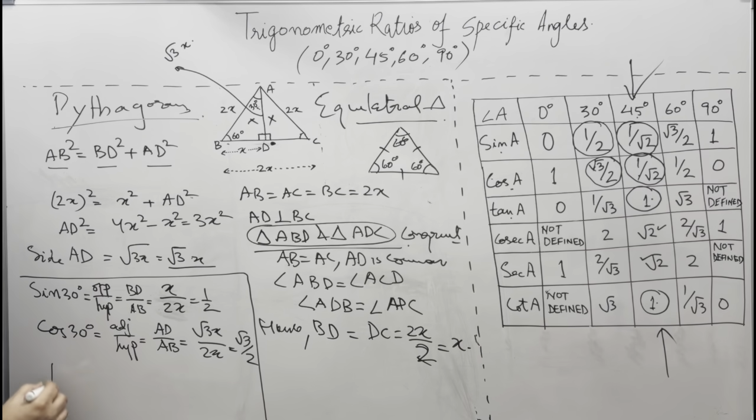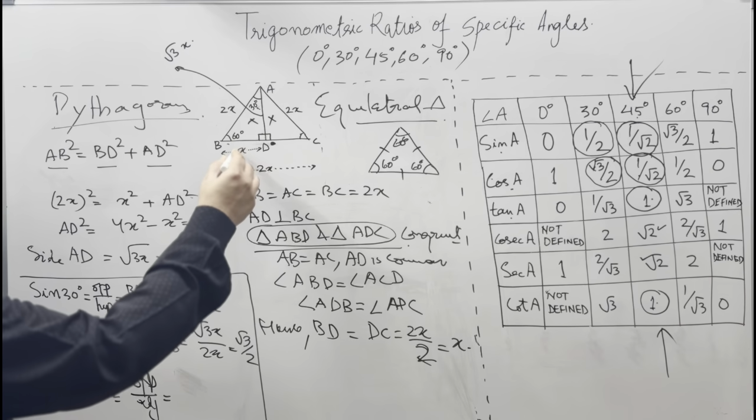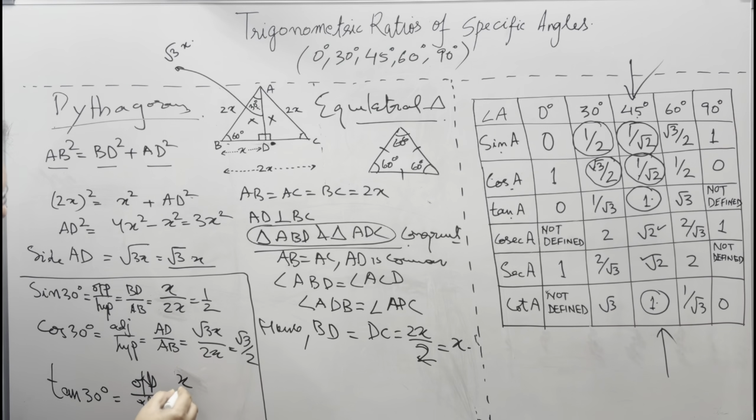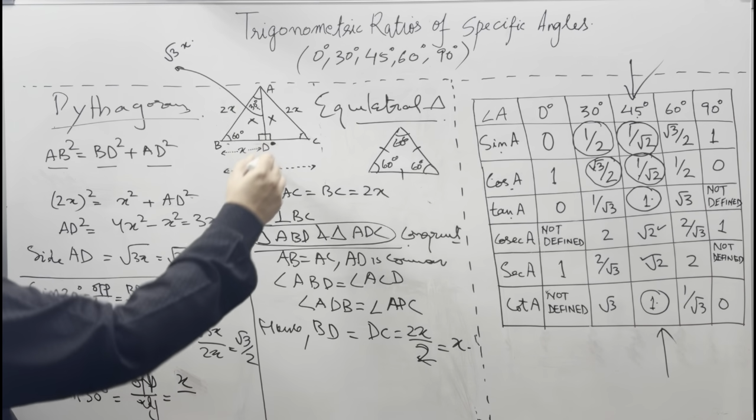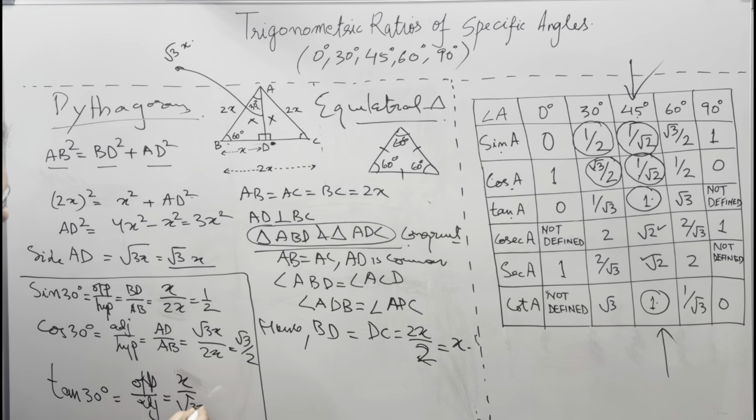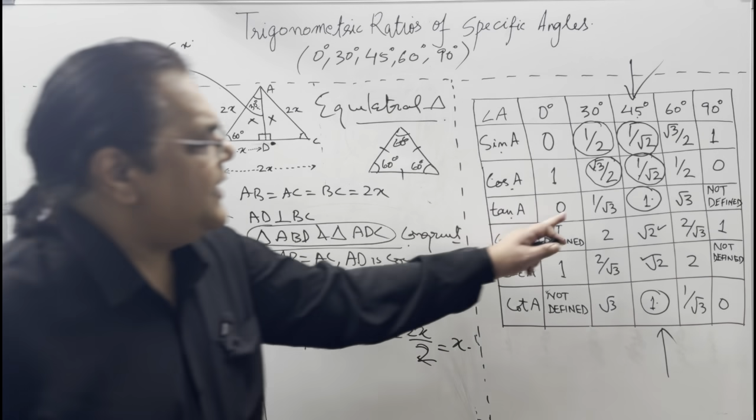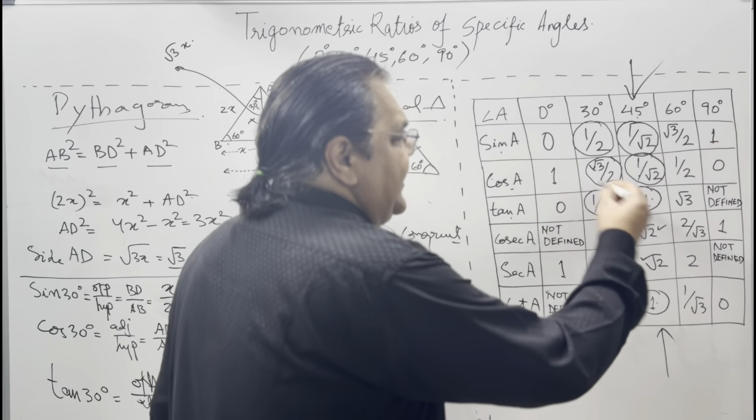Let us check tan 30 degrees. So tan 30 is opposite by adjacent. Opposite is x and adjacent is root 3x. That is 1 by root 3. So let us check in the table. Tan 30 is 1 by root 3.